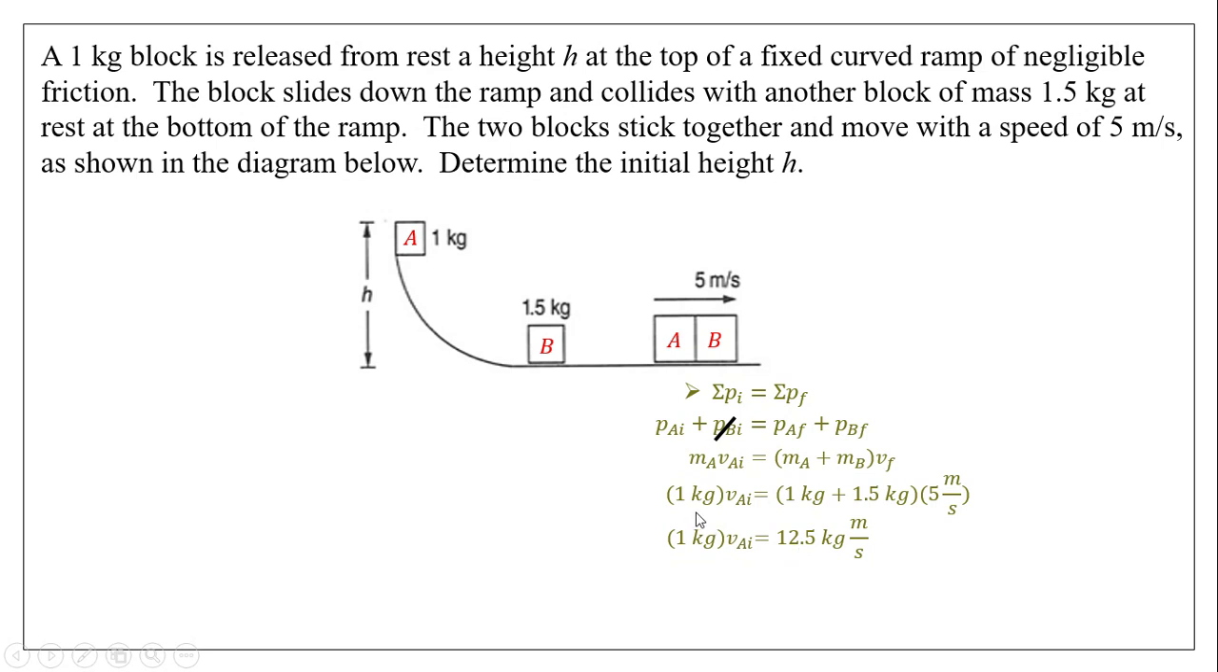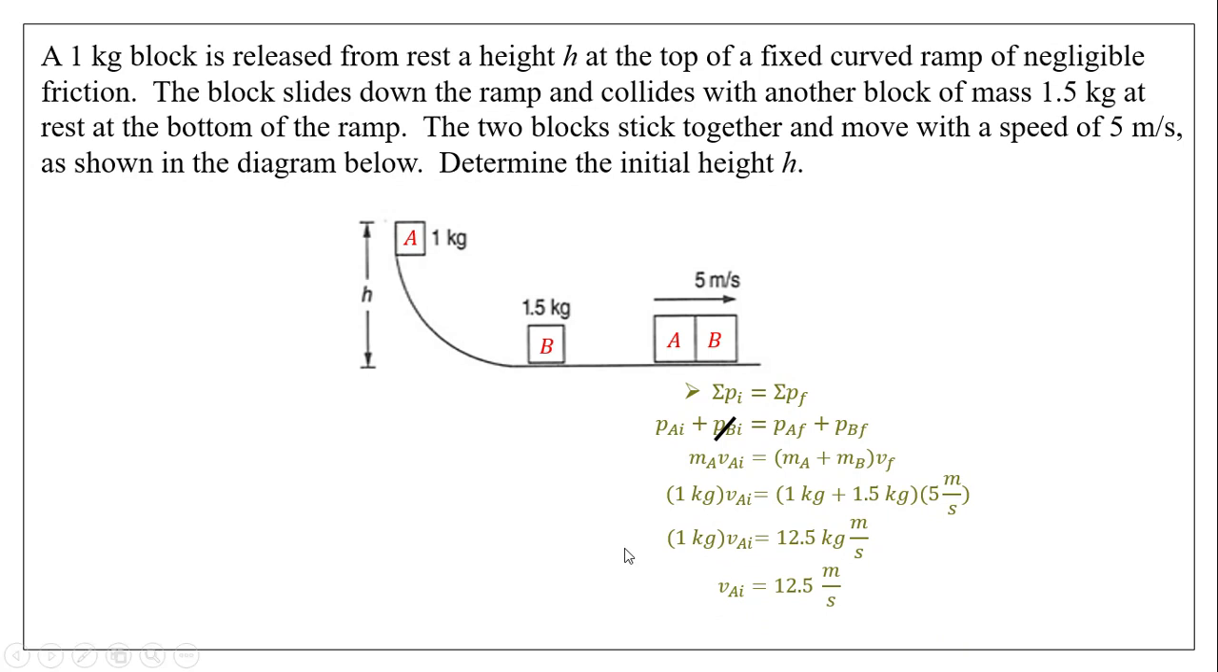On the left side, nothing has changed. I just carry that down. So to get VAI by itself, you would just divide both sides by 1 kilogram. So if you're keeping up, as you can see here, the unit kilogram on the left side and on the right side will cancel. So it only leaves us with units of meters per second. 12.5 divided by 1 is just 12.5. So this one is pretty straightforward. No tricks or trap here. So VAI is 12.5 meters per second.